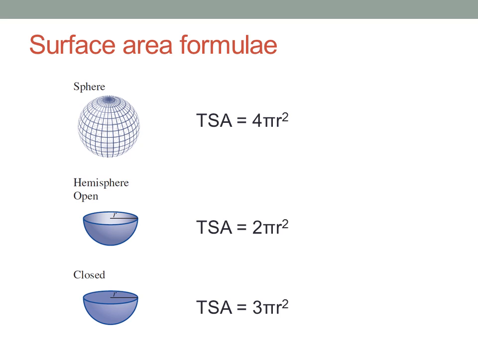An open hemisphere is simply half of a sphere, so it's 2 pi r squared. And then a closed hemisphere, with another flat circular face across the middle where the sphere was cut off, makes another pi r squared, so the total is 3 pi r squared.